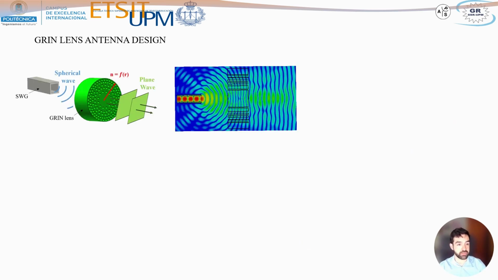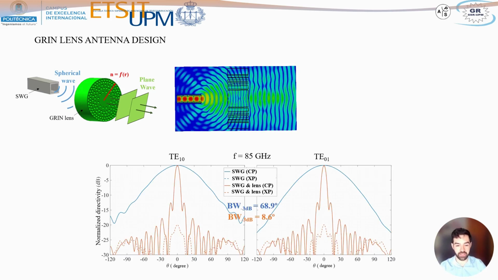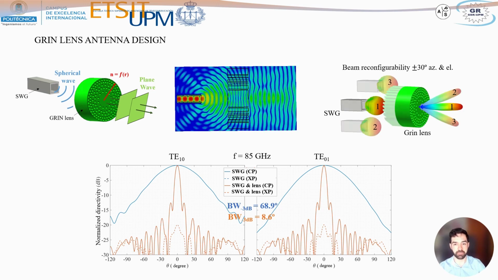So here are some results of the gradient index lens antenna. As you can see, the lens can collimate the rays into a single direction, achieving plane wave emission. Here are some cuts of the radiation pattern. As you can see, there's been an enhancement of the directivity, a notable enhancement of the directivity.